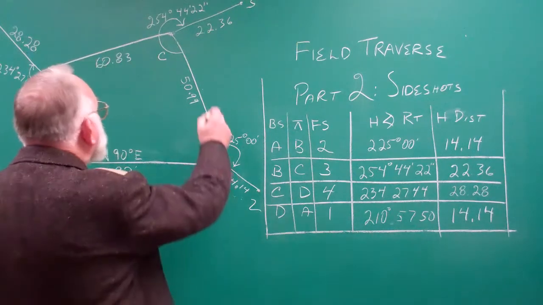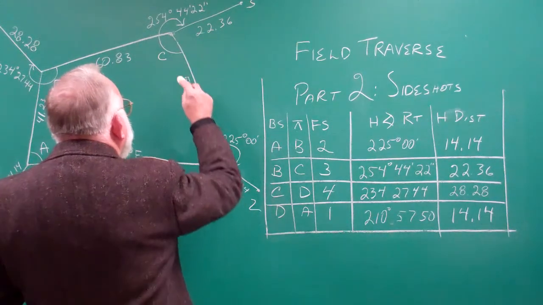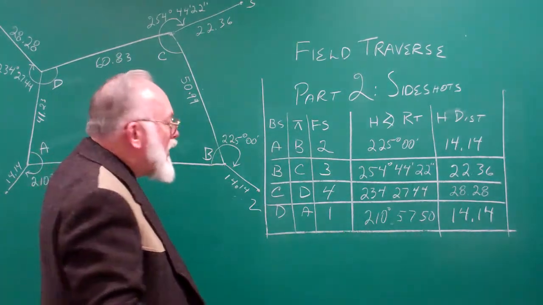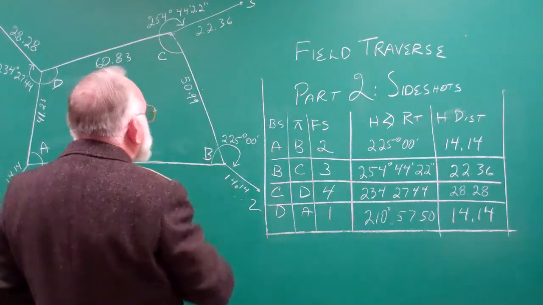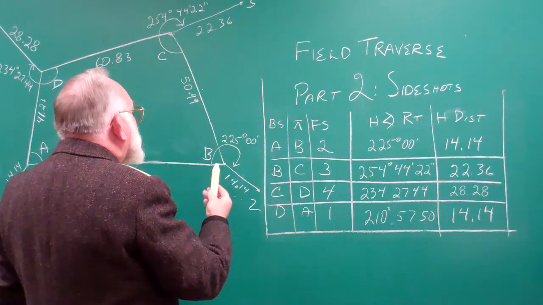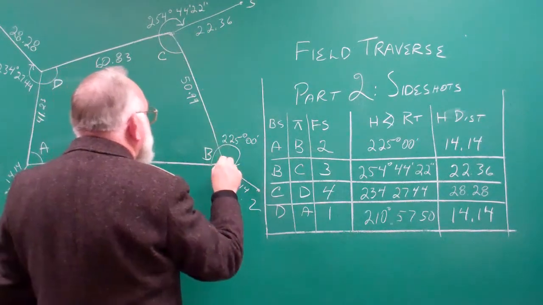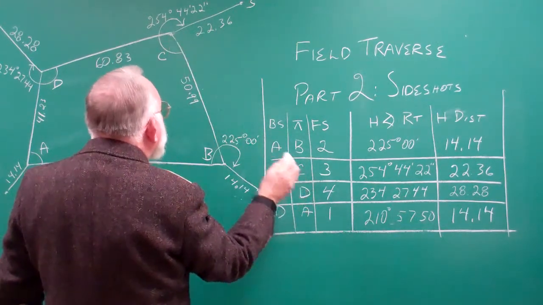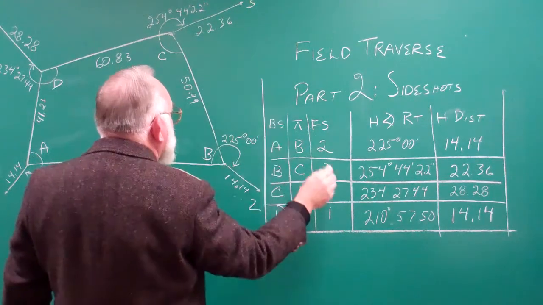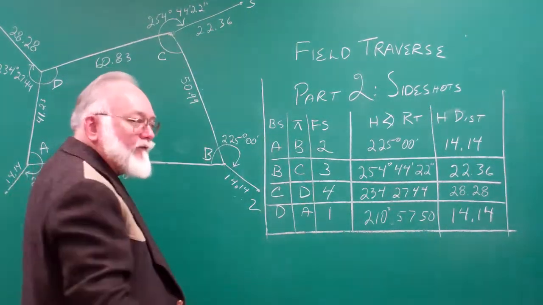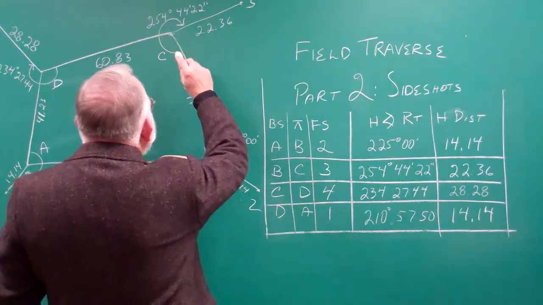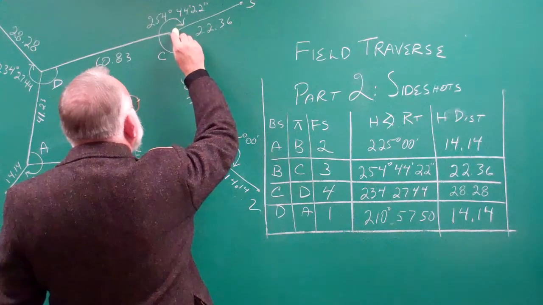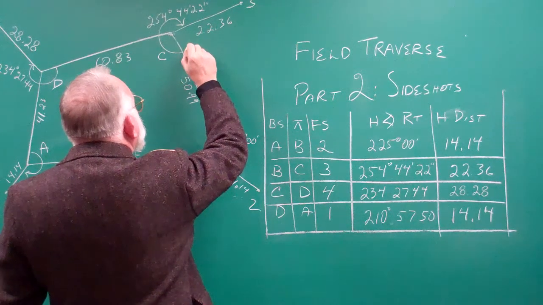Now, set up over here. By the way, when you're actually doing this, you're taking the side shot after you turn and do your traverse point. So anyway, you're set up here. You backsight B, occupy C, turn to 3. You've got this bearing here from your calculations, and you know this bearing, so turn this angle, 254, 44, 22.